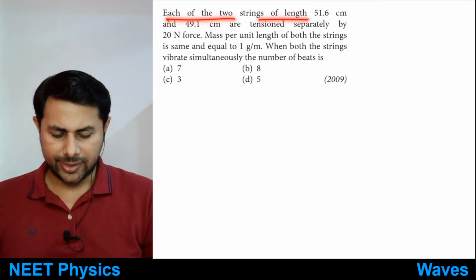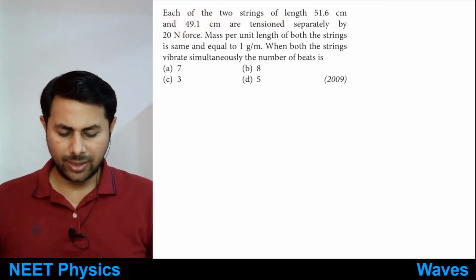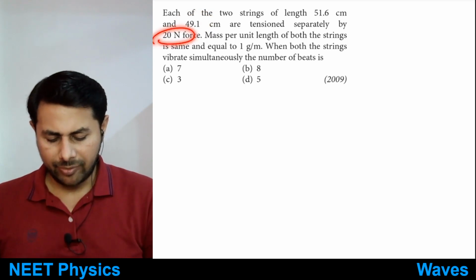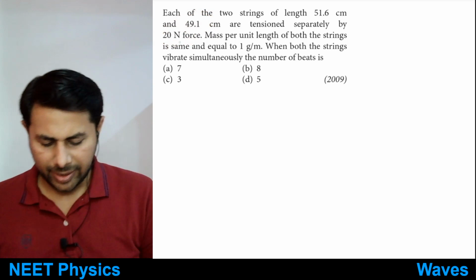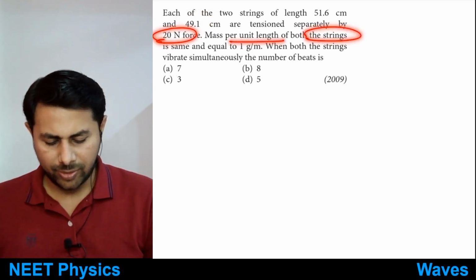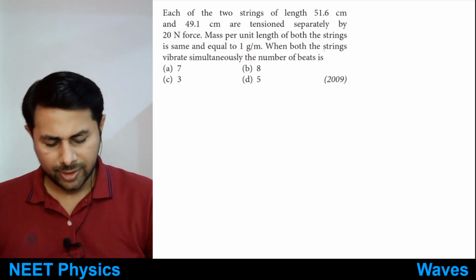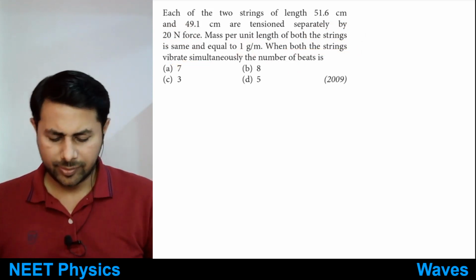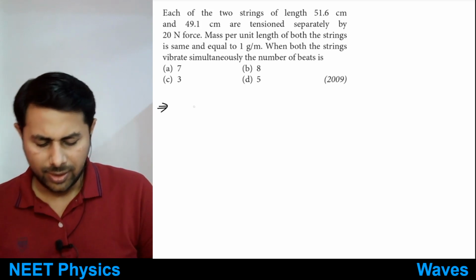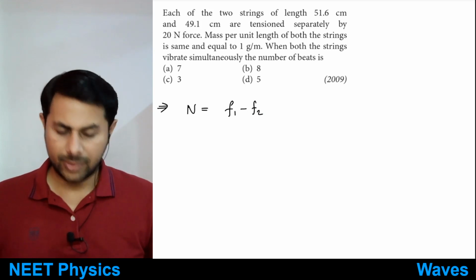Each of the two strings of length 51.6 centimeter and 49.1 centimeter are tensioned separately by 20 Newton force. So you have two strings, and mass per unit length of both strings is the same, equal to 1 gram per meter. When both strings vibrate simultaneously, the number of beats is, again, equal to what? F1 minus F2, right?